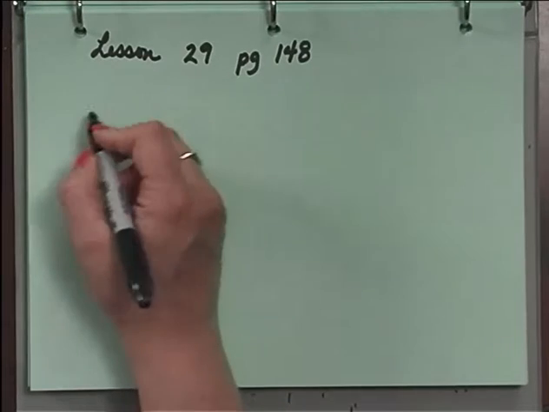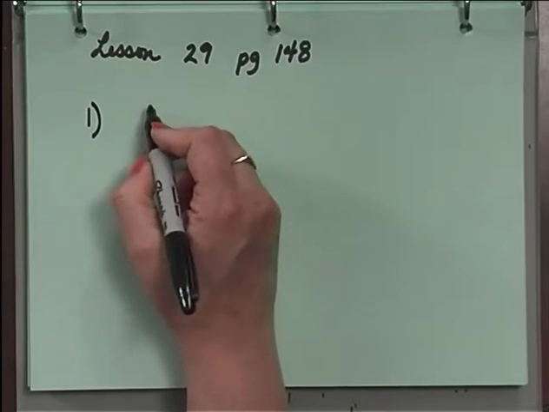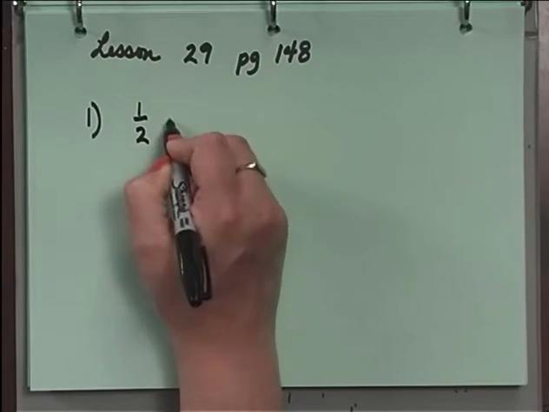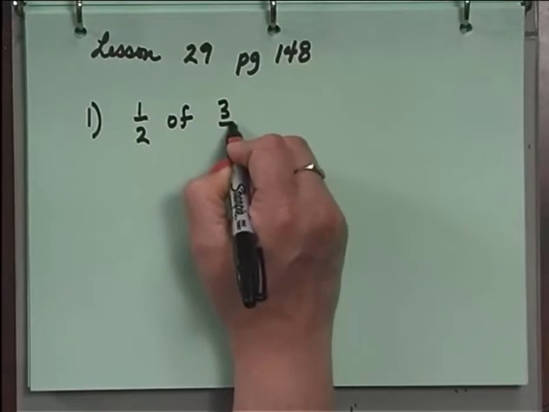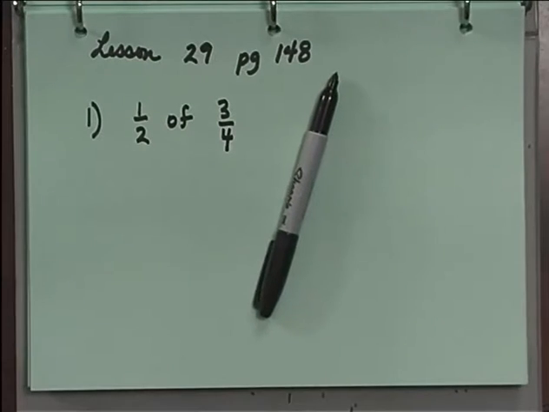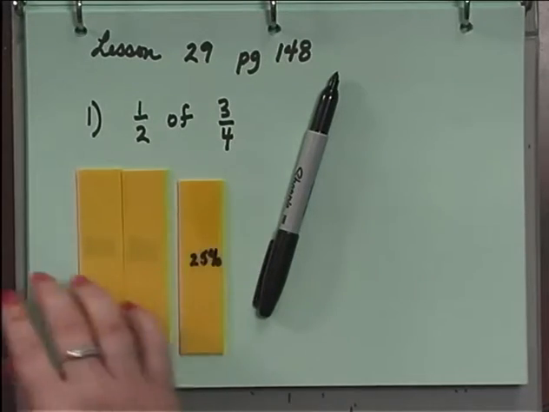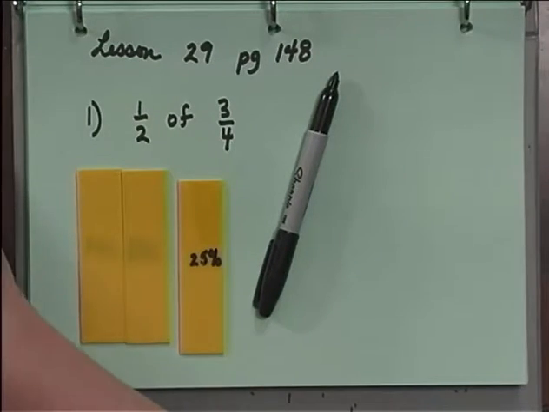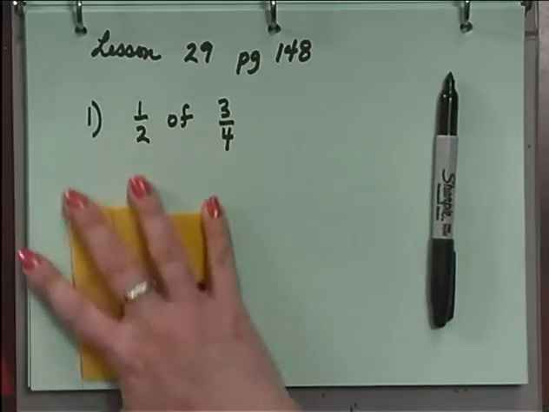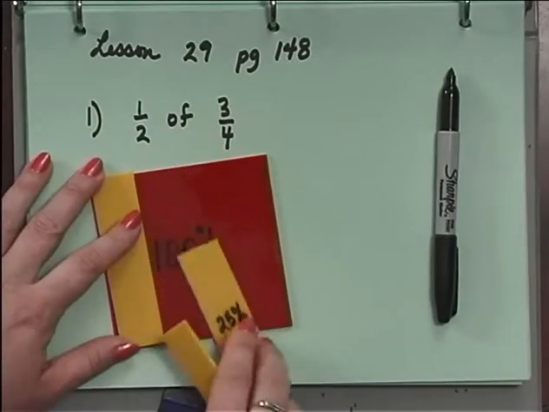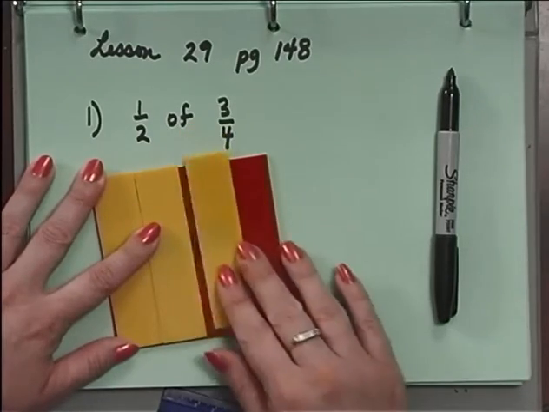Look at example number 1. In example number 1, we want to know what fraction is 1/2 of 3/4. Well, what that means is that I've got 3/4 of a whole. And 3/4 of a whole looks something like this. And I'll lay it on my red pieces so that you can see it a little bit better. So this is 3/4.